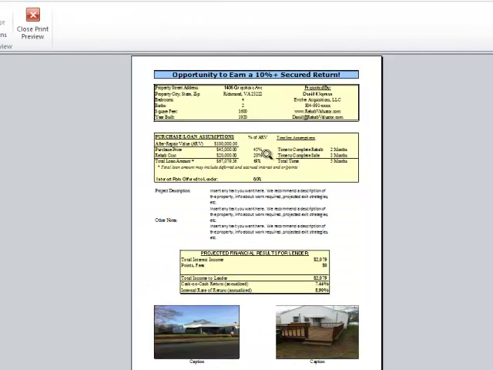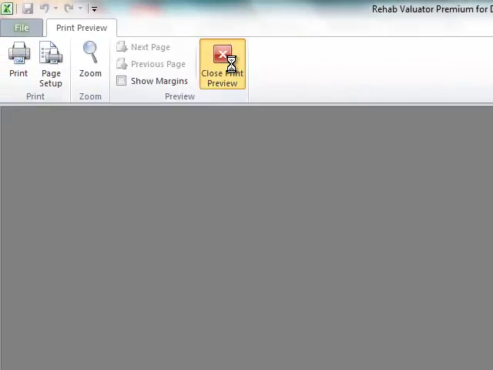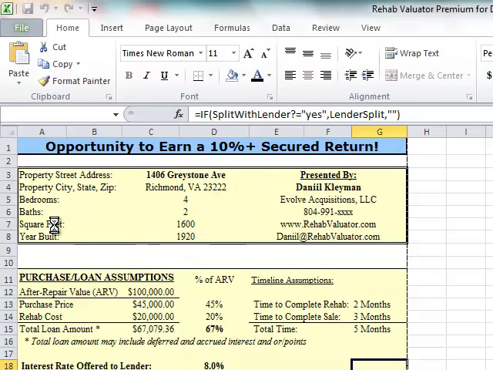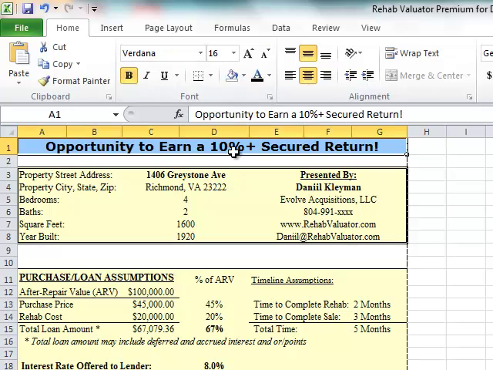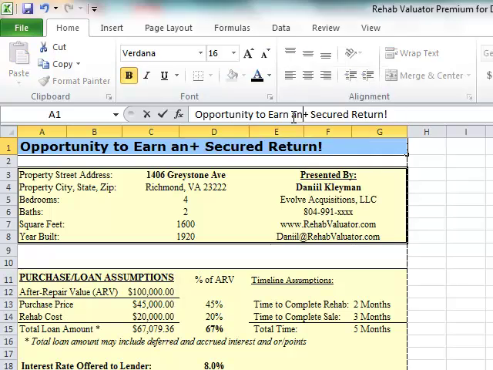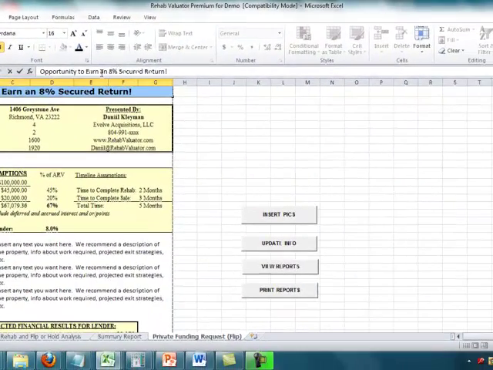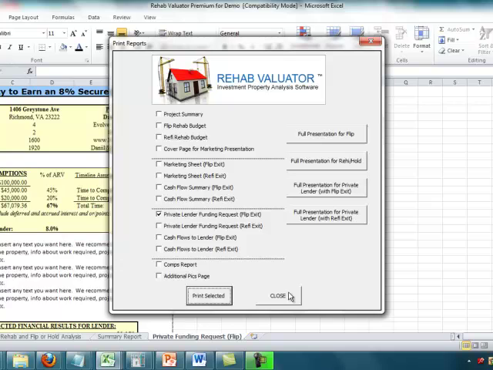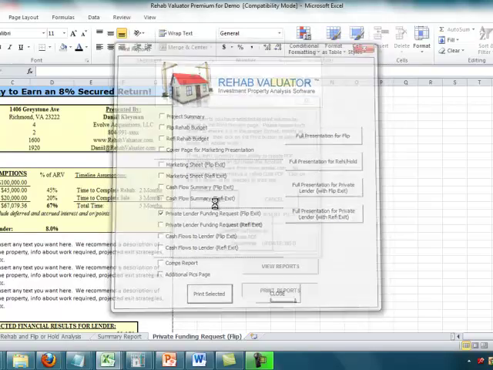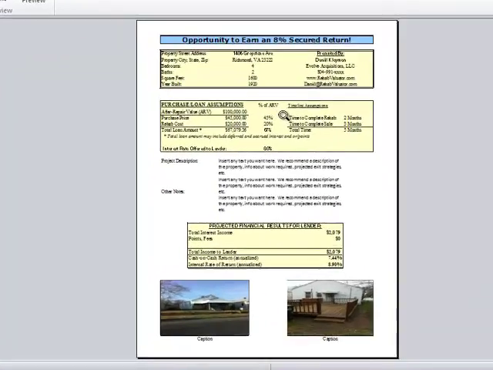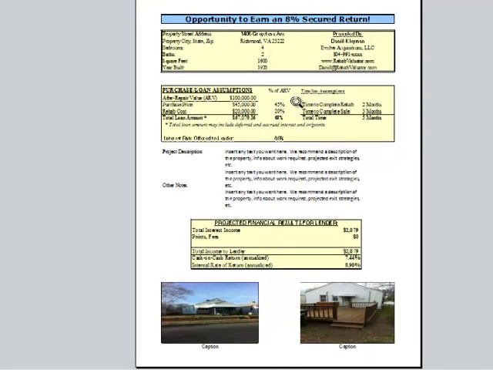Right there. And obviously, let me go back, and I'm going to change this headline because your private lender is not making a 10% return. So let's see. Okay, opportunity to earn an 8% secured return. So now we'll go and I'll show you what this looks like. Boom. You can print this out, or you can just make a PDF document out of this and send this to private lenders that you already have a relationship with.